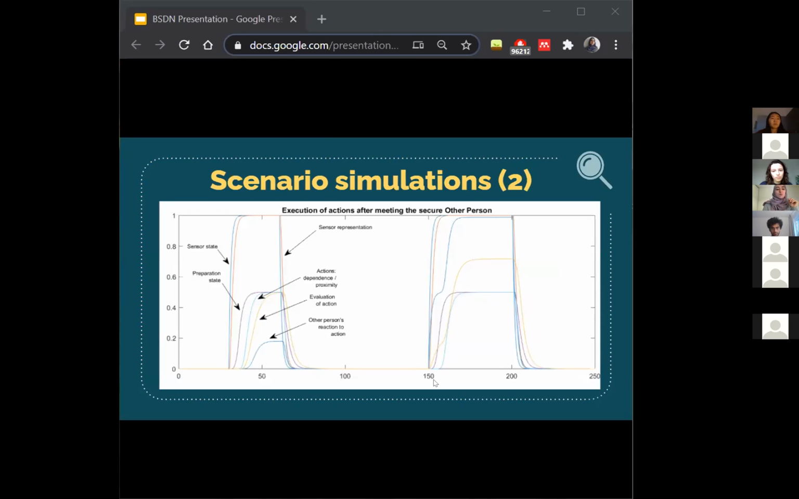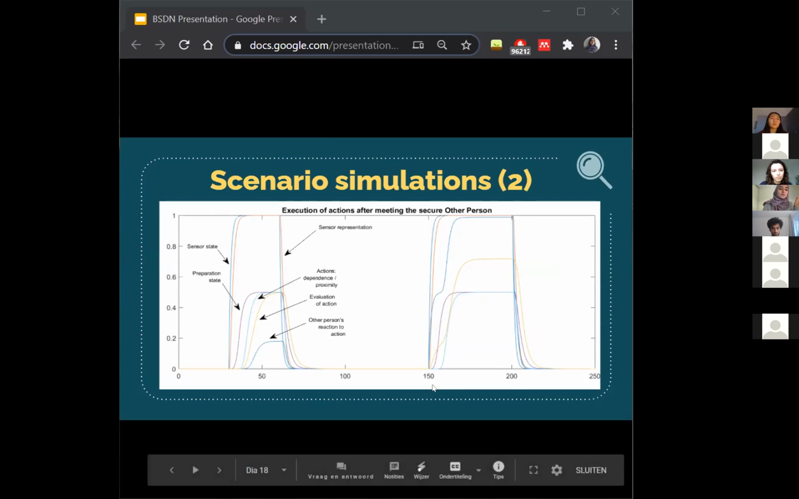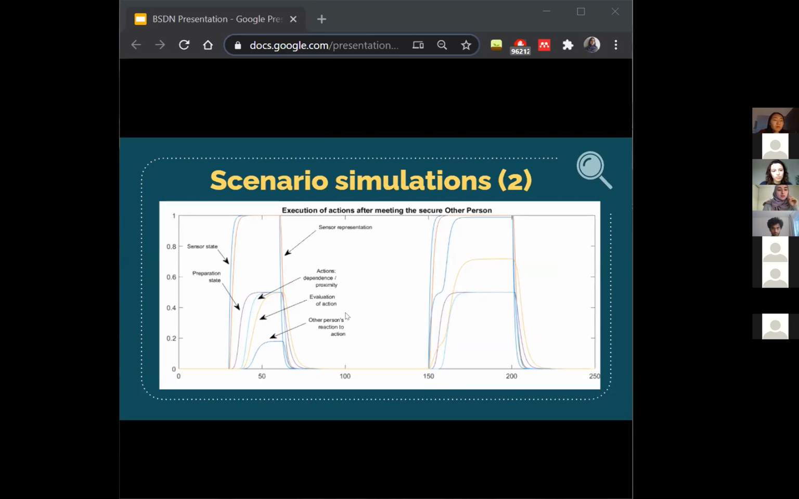This is the same simulation, but more focused on the actions. What you can see here is that we have two actions, but they overlap, and that's because we have the same values for dependence, so for action 1 and for action 2. With secure attachment, you have an equilibrium between those actions.